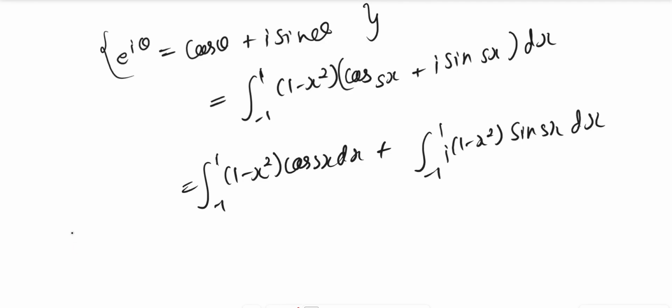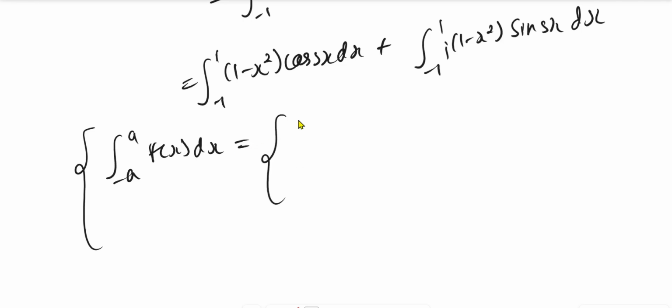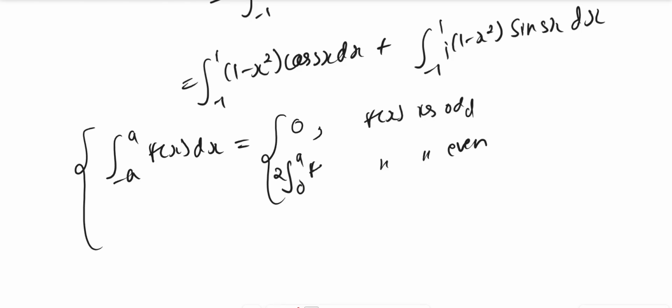Now, इसको solve करने के लिए we will use a result जो क्या होता है, if there is an integration from minus a to a f of x dx, then we get it 0 when function is odd, और अगर function even है, if function is even, then it is 2 integration 0 to a f of x dx. So इससे थोड़ा simplify हो जाता है. Now हमें ये identify करना है कि ये function even है या odd है.